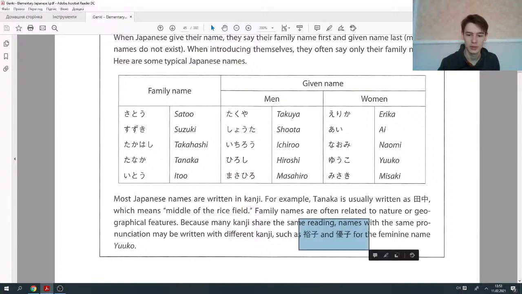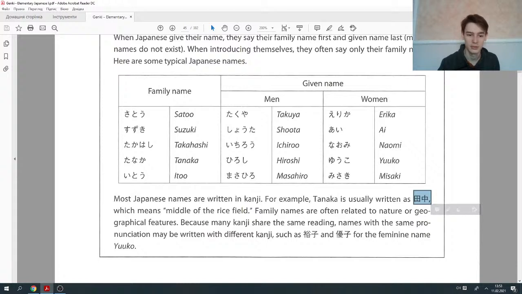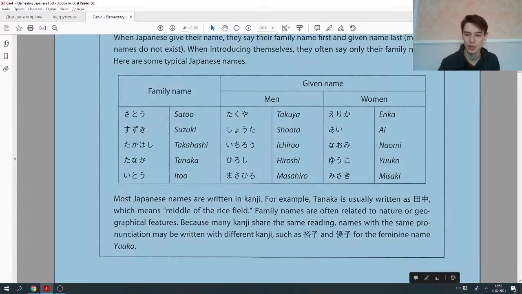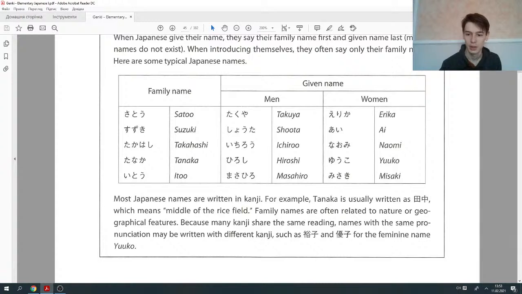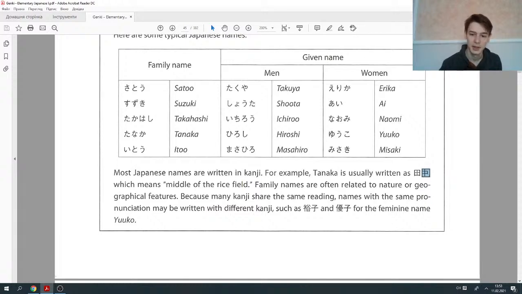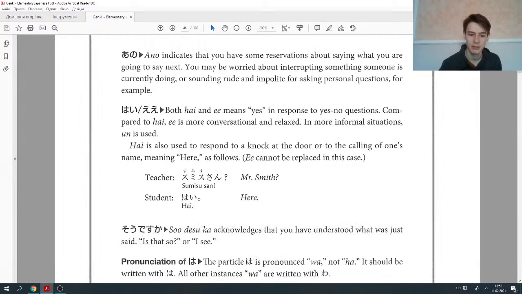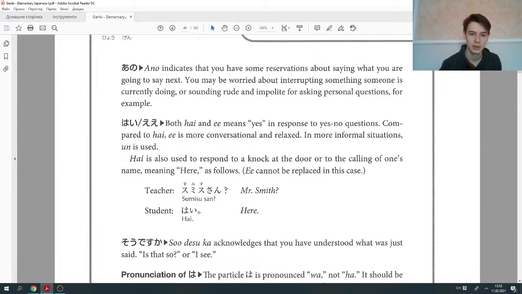Well, of course I know that they use kanji to write names, and this name is very common. It's so common that even in my Chinese textbooks, in the dialogues, we have a Japanese person and her name is Tianjun, or like Tanaka in Japanese. By the way, this means field and this means middle, the rice field. Okay, I will skip names, it's not very interesting for me, I think.